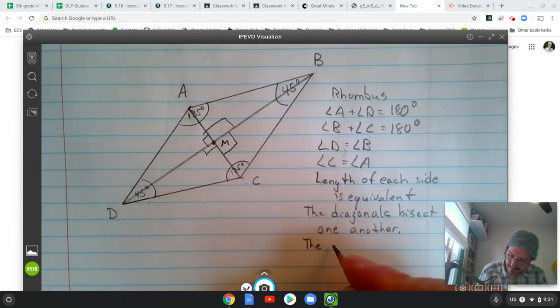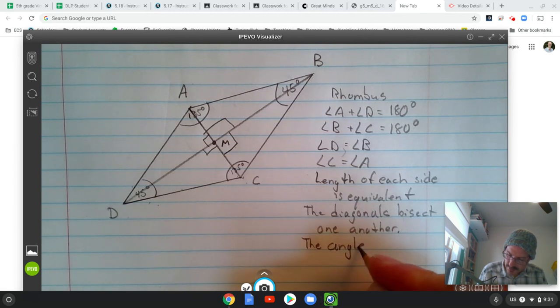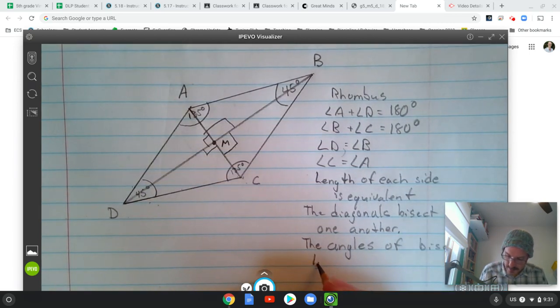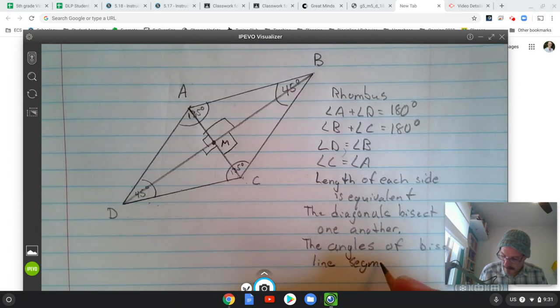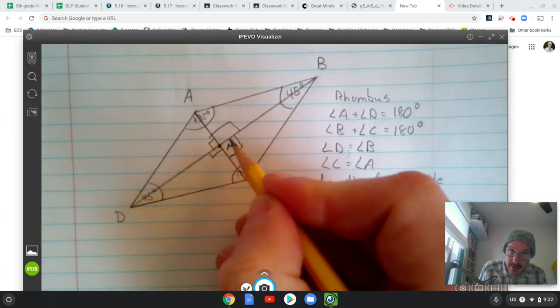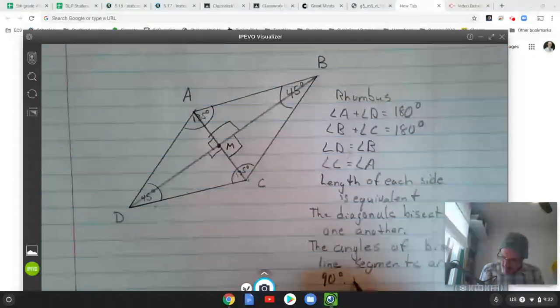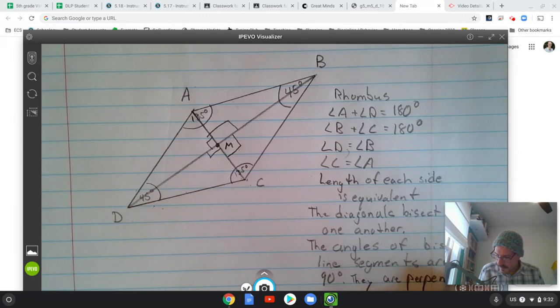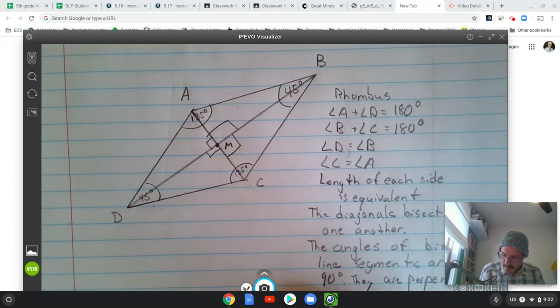The angles of bisecting line segments are 90 degrees. And actually, there's a vocabulary word I almost forgot. These are perpendicular, right? They are perpendicular bisectors. Okay, so what do we have?